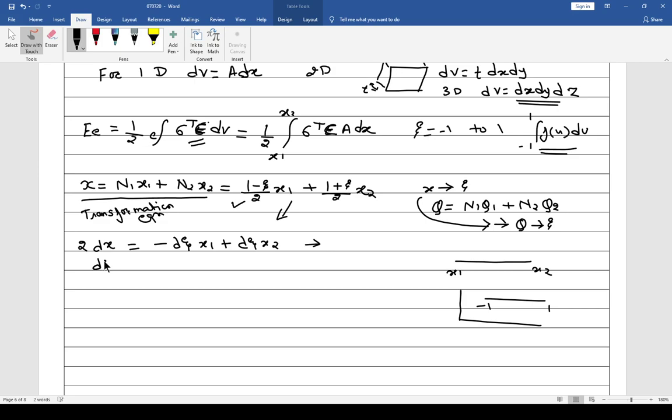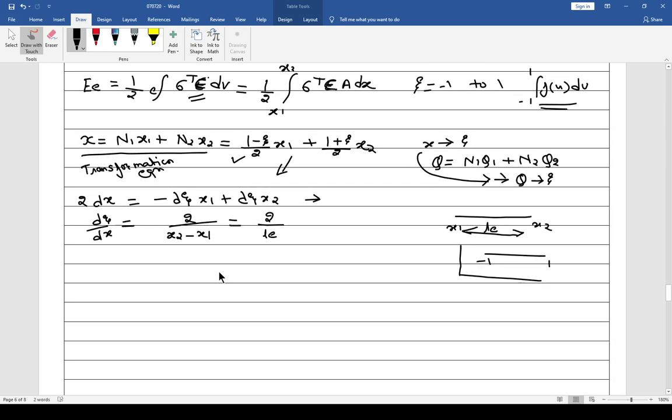From this I want to find out d xi by dx. That will be equal to 2 by x2 minus x1. This is what I am going to get, and I can write this as 2 by LE, where x2 minus x1, the difference between these two, represents the length of an element. So it is going to be 2 by LE. This is what I get when I simplify d xi by dx.